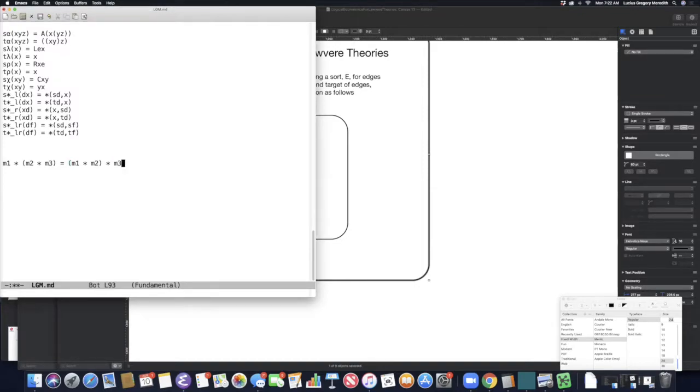Okay, right? That's standard monoid associativity. And what we want to do is turn this into an arrow like this, and another arrow that goes the other way. So every equation is going to give rise to two arrows, going from left to right and from right to left.